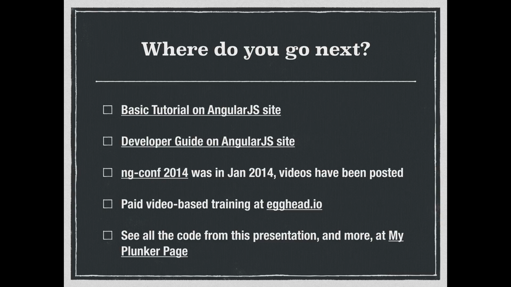And all the code from this presentation is publicly accessible. It's not behind a password or anything. So there's a link here to my Plunker page. You can find all the examples. If you haven't used Plunker before, you can go in, you can fork them, you can modify and play with them right in the browser, change stuff, whatever you want to do. So you can make them your own, and all that code's yours.